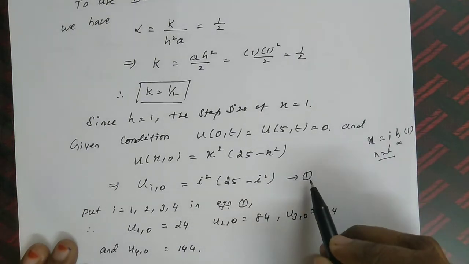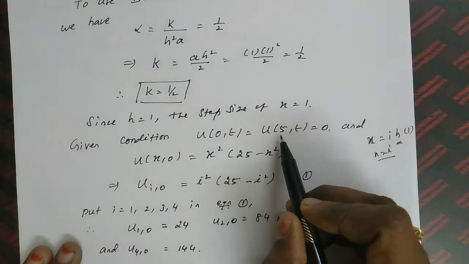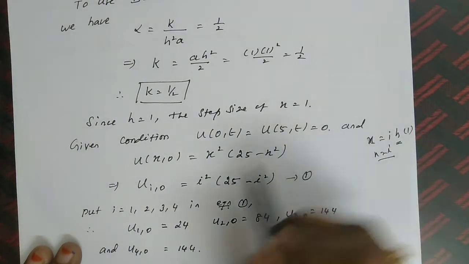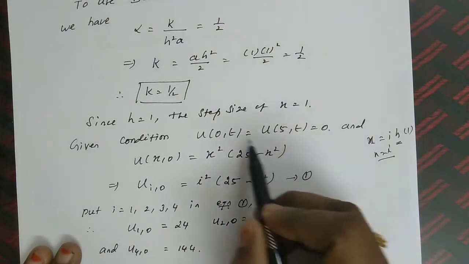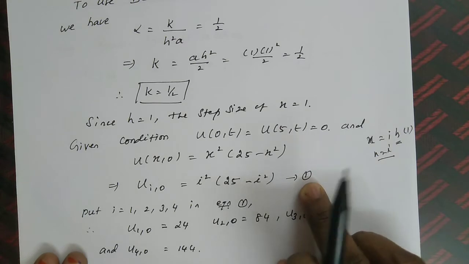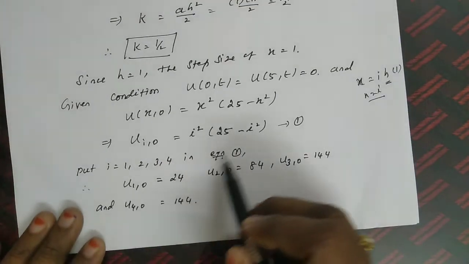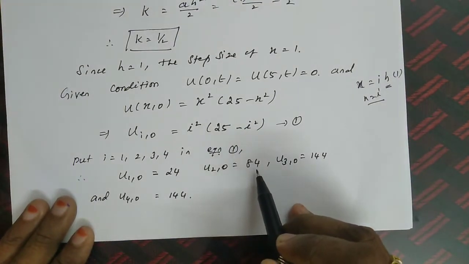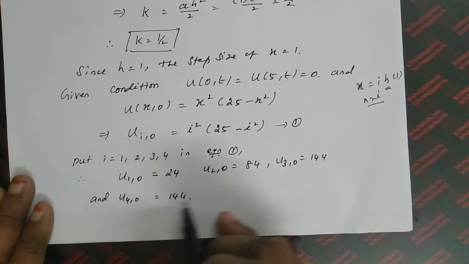So what is our first step? We are going to give the value for i here. i is equal to 1, 2, 3, 4. Why are we stopping at 4? Because the last value of x is given as 5. That is the reason why we are going only up to 4. Here the starting value is 0, the ending value is 5, so in between i takes the values 1, 2, 3, 4. That is the reason why we are substituting i equal to 1 to 4 in this equation 1. So when you substitute i equal to 1, we get u of 1 comma 0 equal to 24. i equal to 2, we get the value as 84. i equal to 3, 144, and i equal to 4, we get u of 4 comma 0 equal to 144.